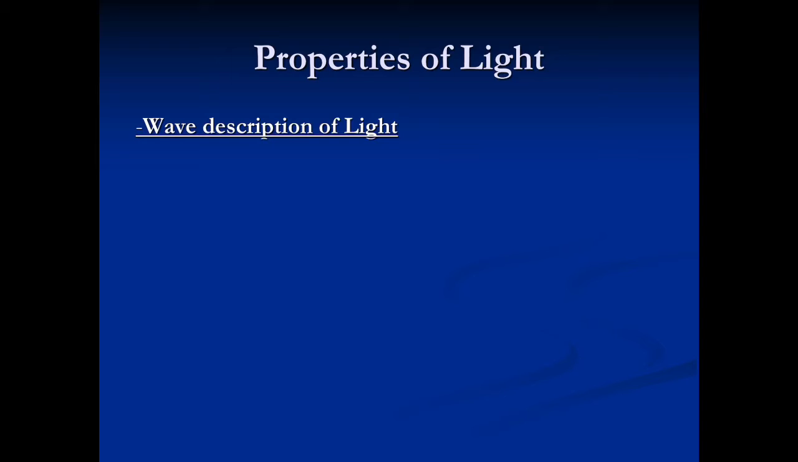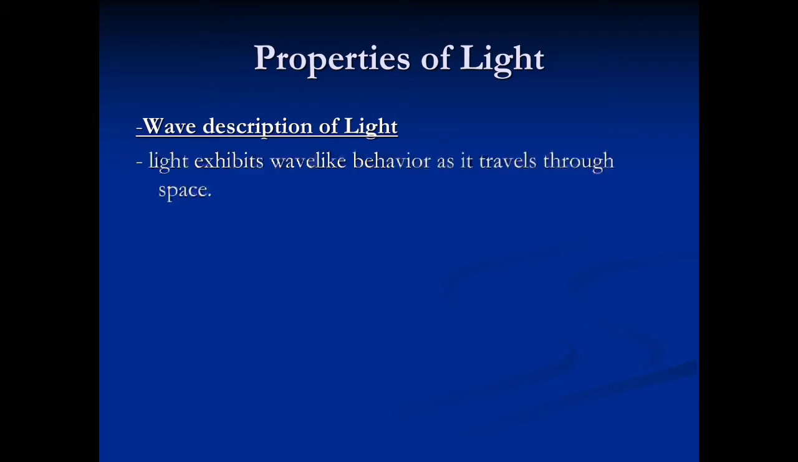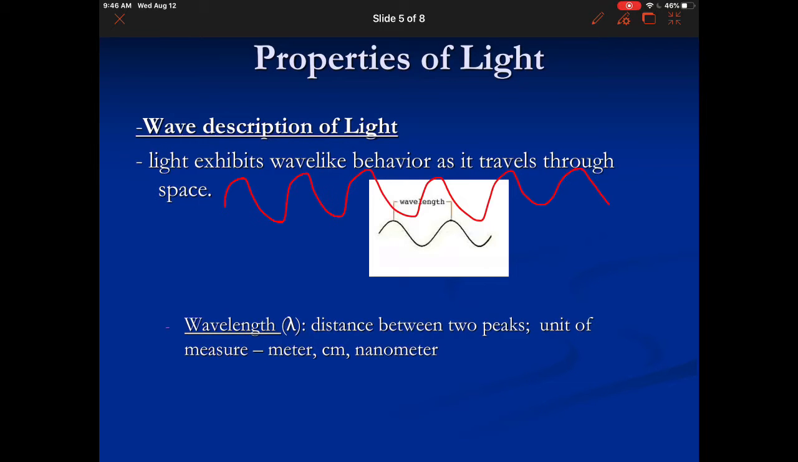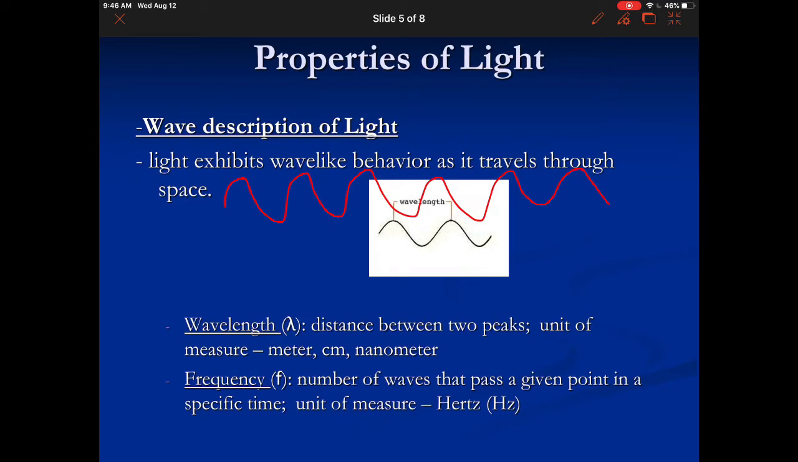Right, there are two different ways we can describe light. We can describe light as a wave or as a particle. So light exhibits wave-like behavior as it travels through space, meaning that it oscillates back and forth across a midline, like so. Wavelength is the distance between two peaks, and we can measure it in meters, centimeters, or nanometers. Frequency is the number of waves that pass a given point in a specific time, and we measure that in hertz. And what hertz means is waves per second.